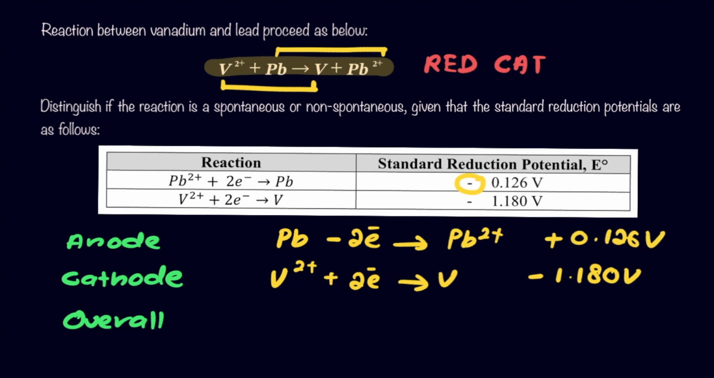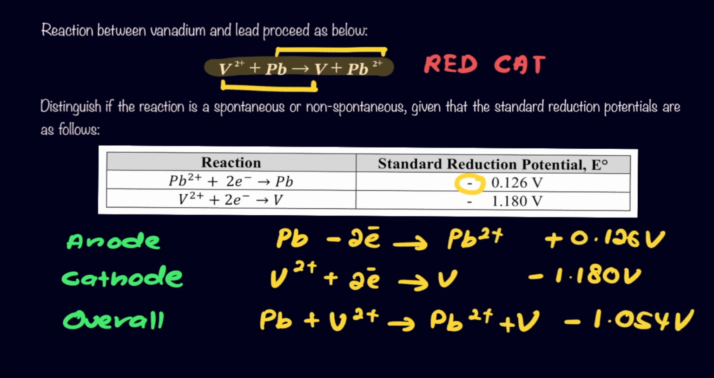So from here, you can write the overall reaction. So lead plus vanadium 2 positive will produce lead 2 positive plus vanadium. And you just have to do the summation of this, which should be equivalent to negative 1.054 volt. Okay, so in this question, you were asked to distinguish if this reaction is spontaneous or non-spontaneous.